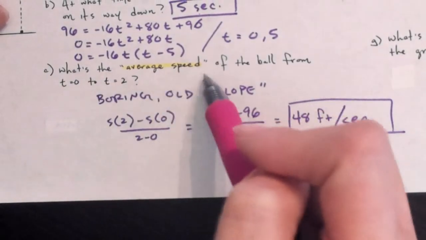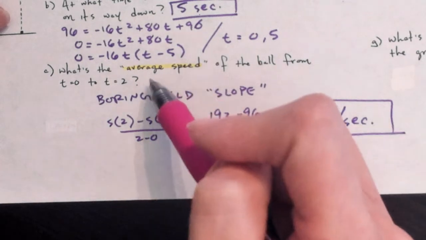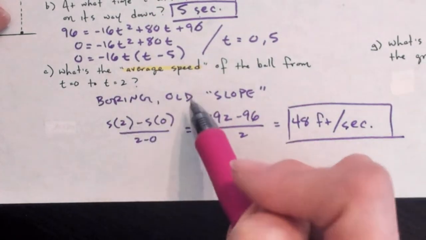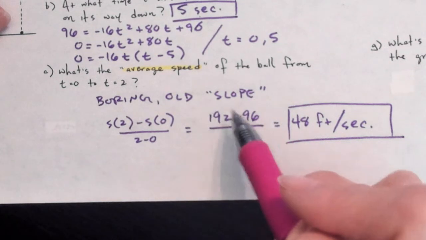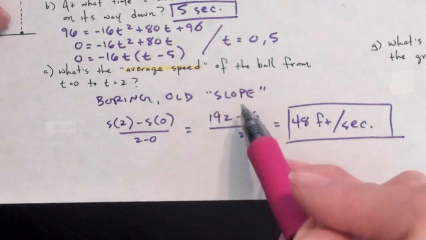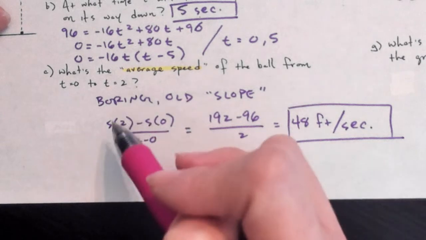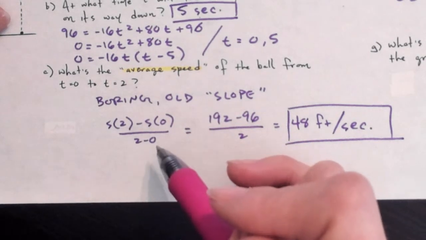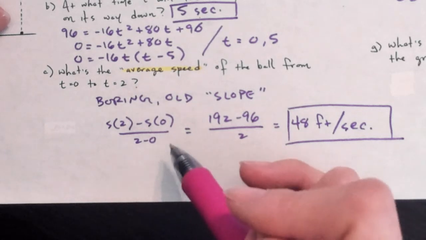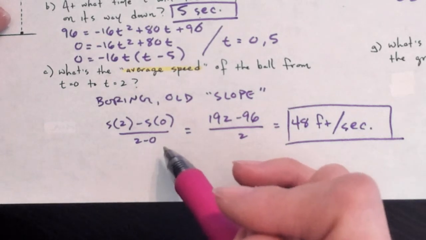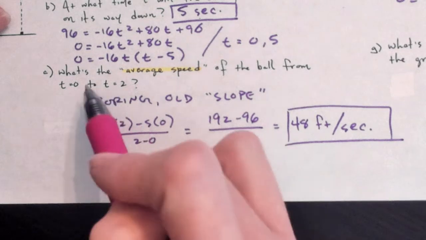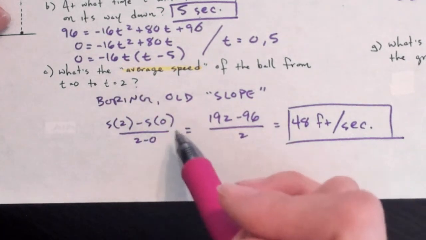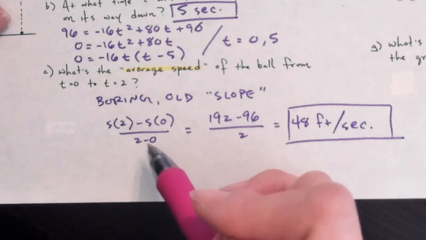What is the average speed? Okay, average speed is a little bit different. Average speed is old school slope. This is what we normally think of as slope, which is y sub 2 minus y sub 1 over x sub 2 minus x sub 1. So basically, from 0 to 2, this is f of 2 minus f of 0 over 2 minus 0.